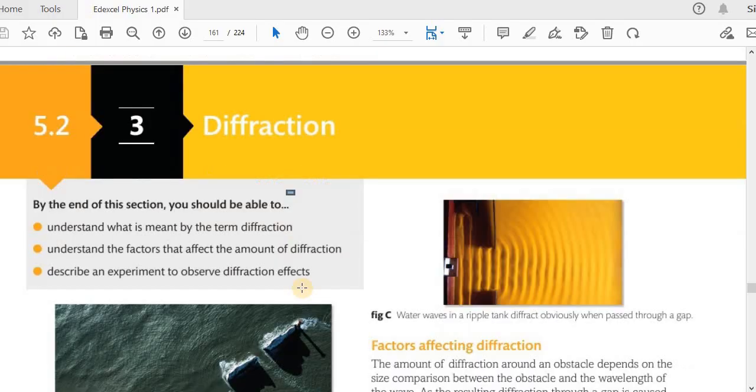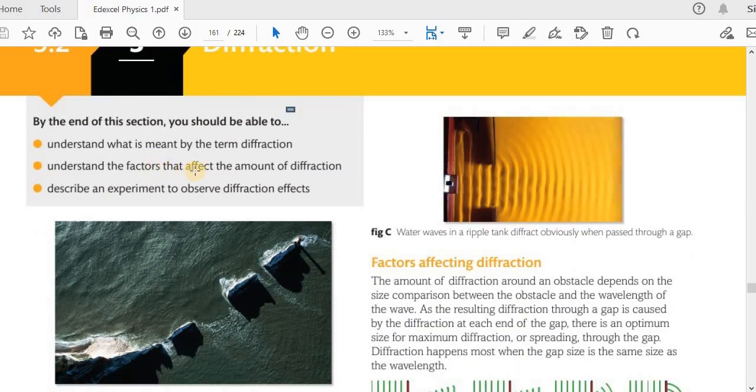Understand what is meant by the term diffraction. Understand the factors that affect the amount of diffraction. Describe an experiment to observe diffraction effects. Okay. What factors affect the amount of diffraction? We will see an experiment to observe diffraction effects.